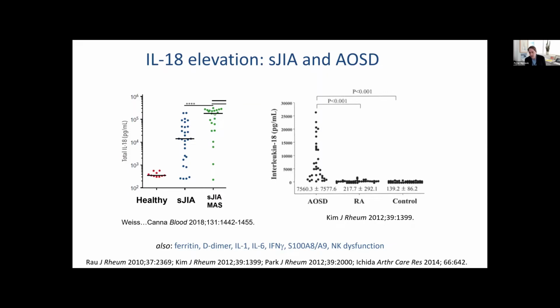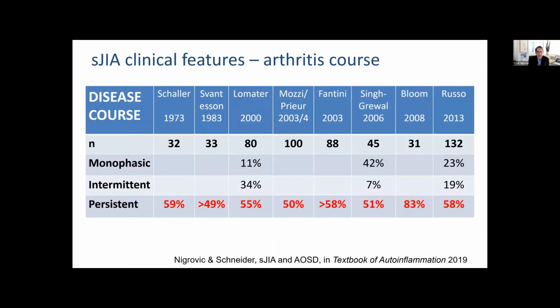And I think we've heard a lot about IL-18 as an important marker. Here's some work from Scott Canna's group showing how IL-18 levels are very high in systemic JIA, particularly in MAS. And that characteristic is shared by adult onset Still's disease compared to, say, another inflammatory adult arthritis, rheumatoid arthritis. This observation that the biology looks the same extends also to ferritin, D-dimer, interleukin-1, interleukin-6, interferon gamma, S100 proteins, NK cell dysfunction. You can go on and on. The biology looks like it's continuous.